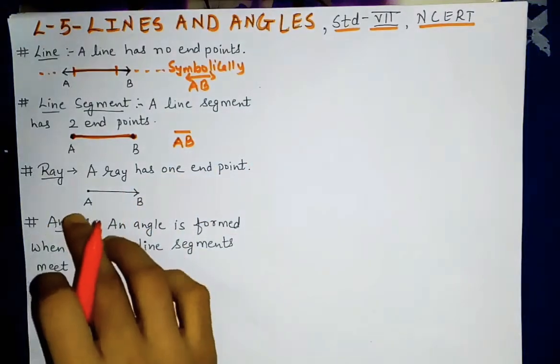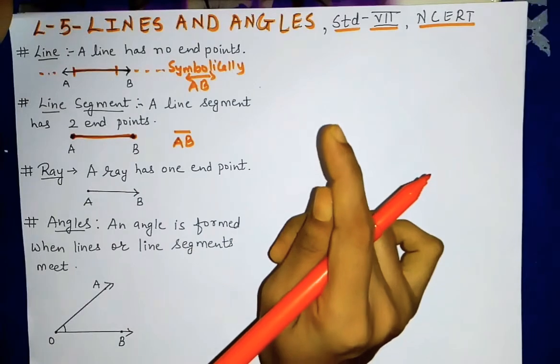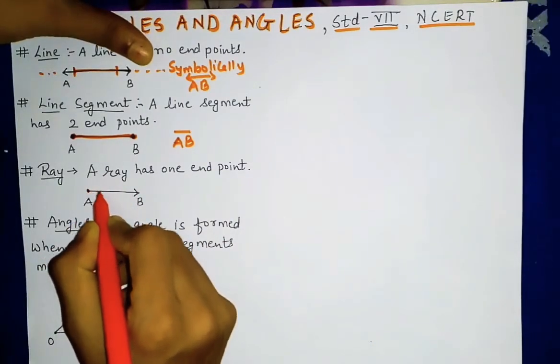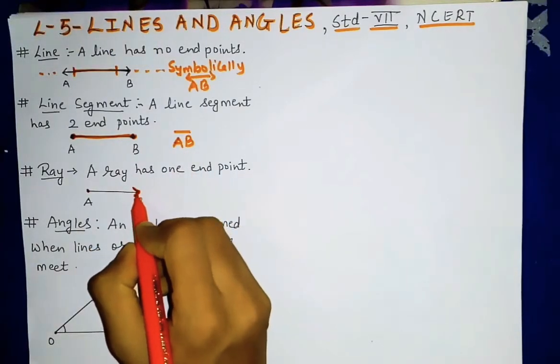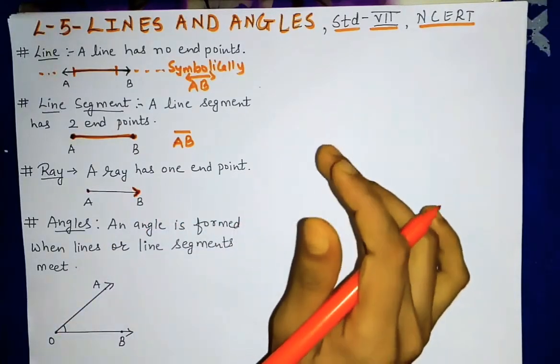Now we will talk about the ray. What is a ray? A ray has only one end point. This is the end point, and in this direction it goes on continuously. So only one arrow will come, and on this side one end point. So a ray has only one end point.